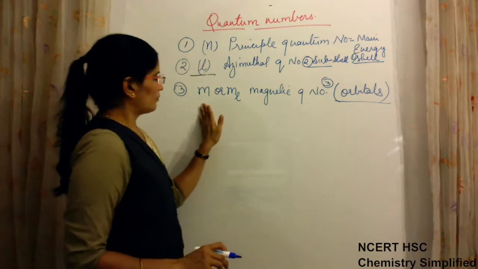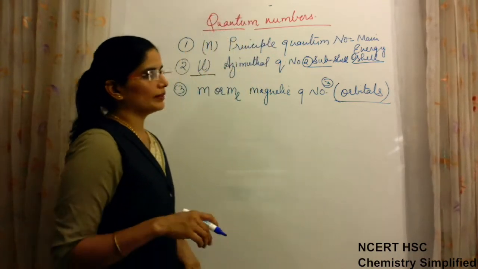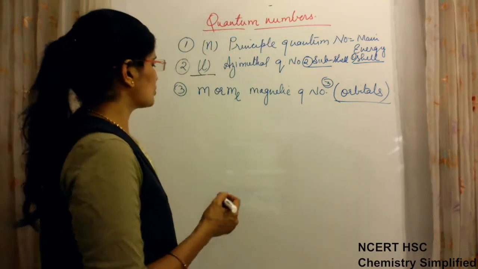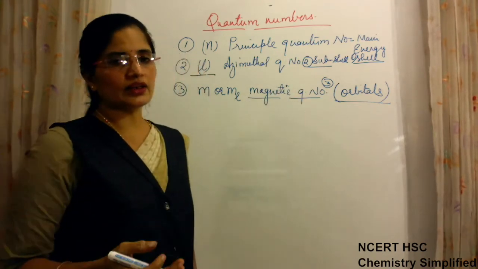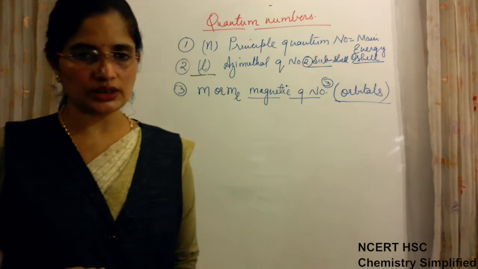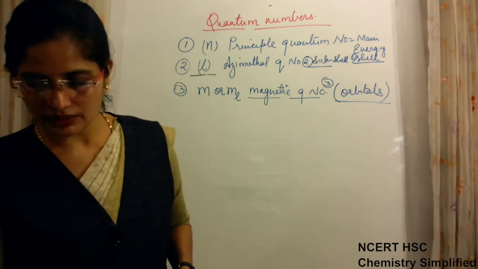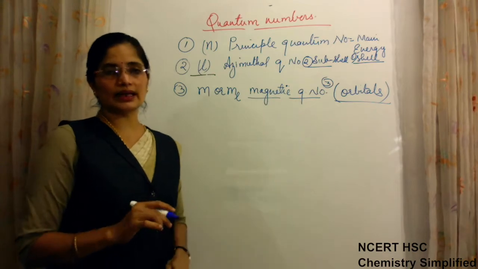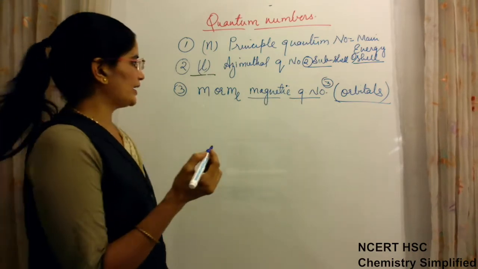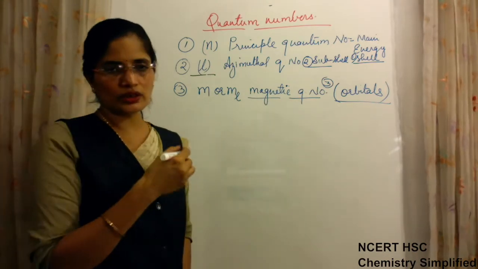Now, what is the magnetic quantum number actually? First we discuss this. The magnetic quantum number was given by the solution of Schrodinger's wave equation. And why does this magnetic quantum number exist? Because the electrons are moving around the nucleus.